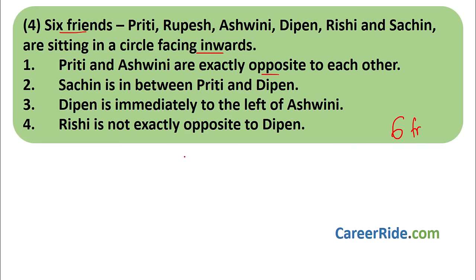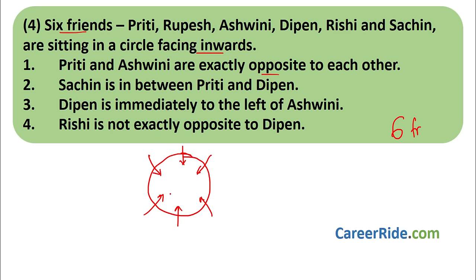What is the frame? Let's draw the frame of the sitting arrangement. They are sitting in a circle, okay? And they are facing inwards. So let us draw six places over here, facing inwards. This, this, this and this. Now let's see what is the first thing. Let us see the sentences and make the sitting arrangement. Preeti and Ashwini are exactly opposite to each other.